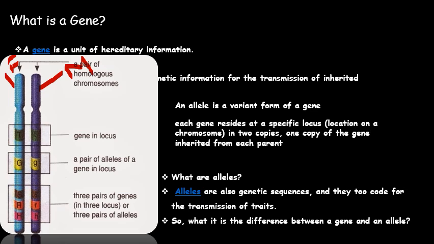However, as I told you, in a chromosome a specific portion or segment will code for a specific trait, which is what we call a gene. The place where the gene is located is what we call the locus. Say for example here, this region is what we call the locus.